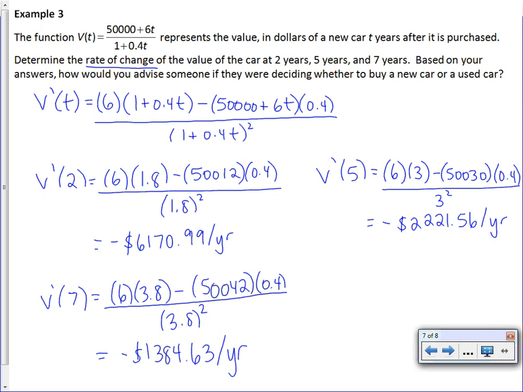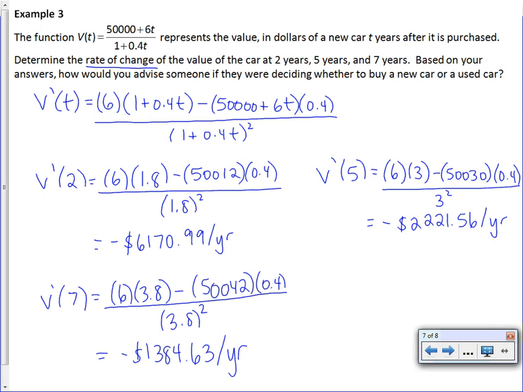Well, if you think about it, if you buy the 2-year-old car, you're going to be paying quite a bit of money still for it. And after 1 year, it's going to be decreasing at this rate. Whereas if you buy the 7-year-old car, you can look at this last number, and that's how much the value of the car decreases. It's going to cost you less, and it goes down by less.